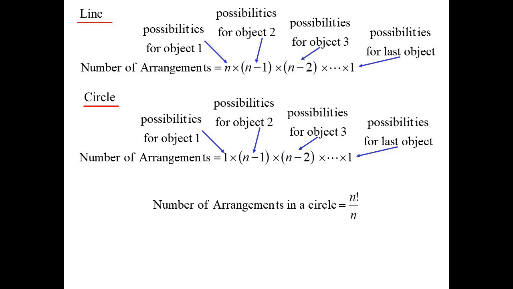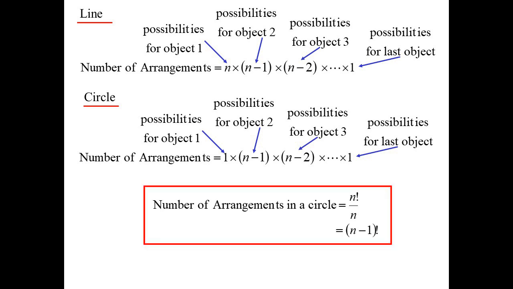Well, that can be tidied up even more. Because if I roll out the n factorial, I can cancel the n and I get n-1 factorial. So it simplifies down to just that. If you want to place objects in a circle rather than a line, then you just take one off.